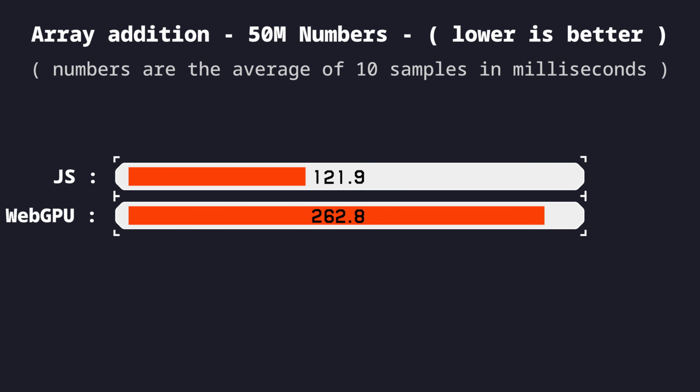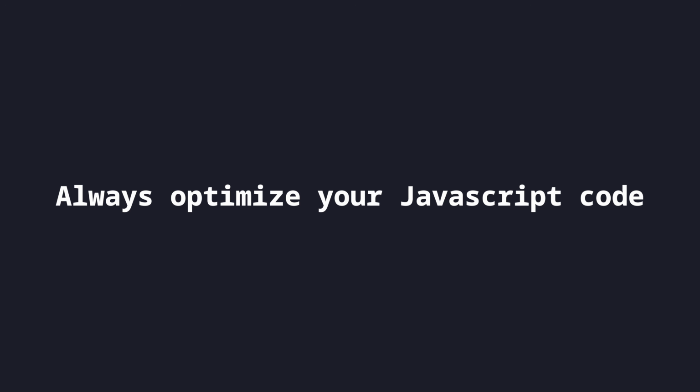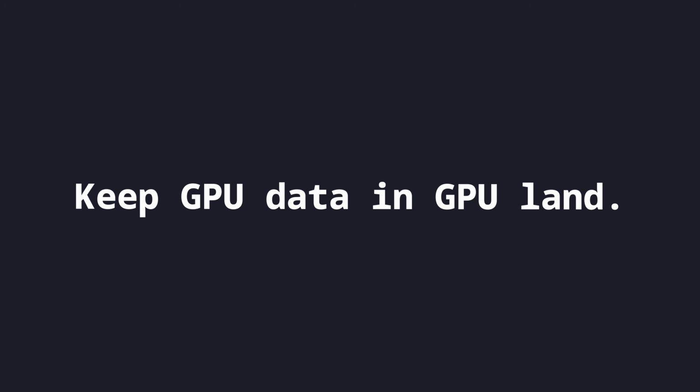So we've learned an important lesson. JavaScript is probably faster for super simple tasks. The first step is to always optimize your JavaScript code. The second lesson that we learned is to keep GPU data in GPU land.